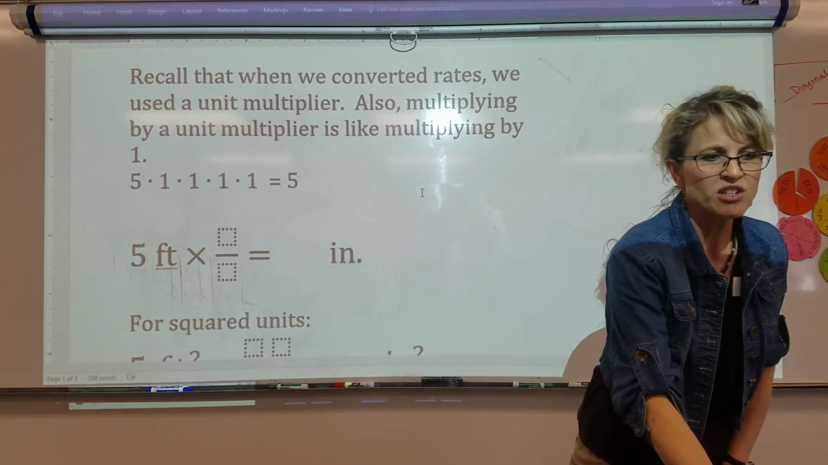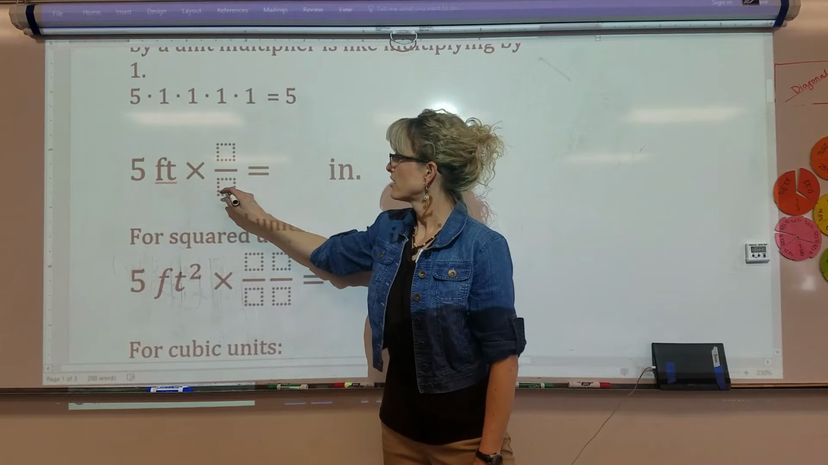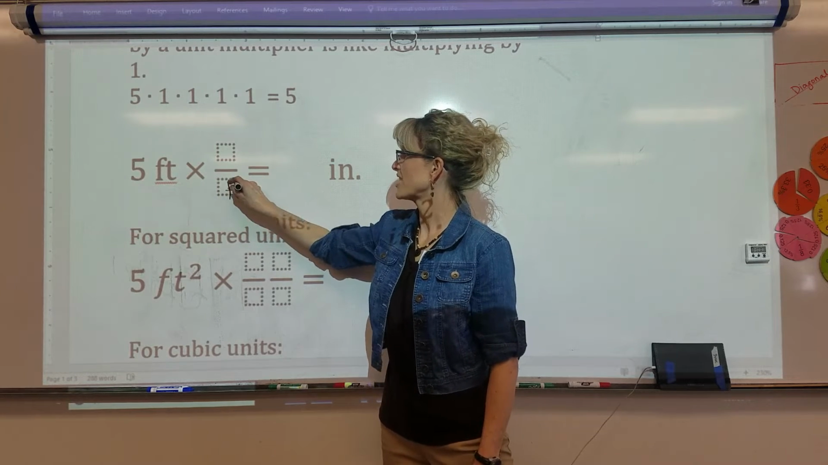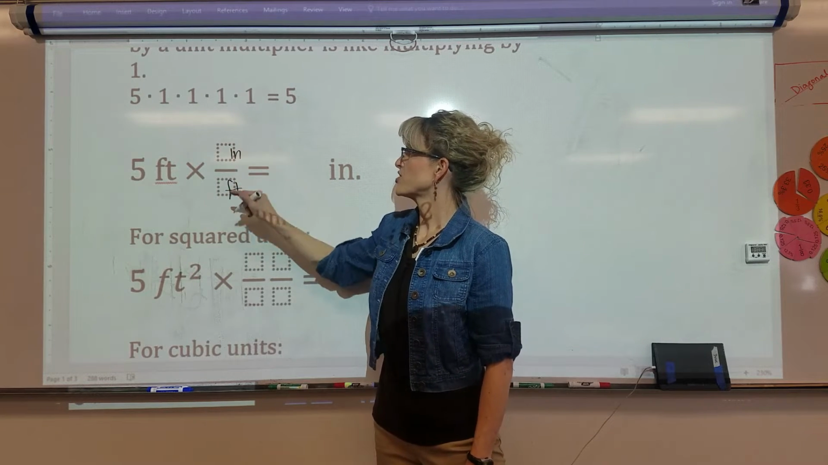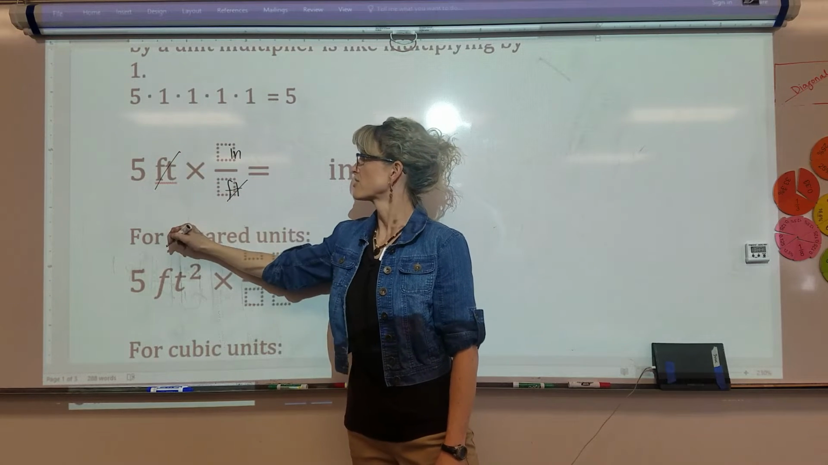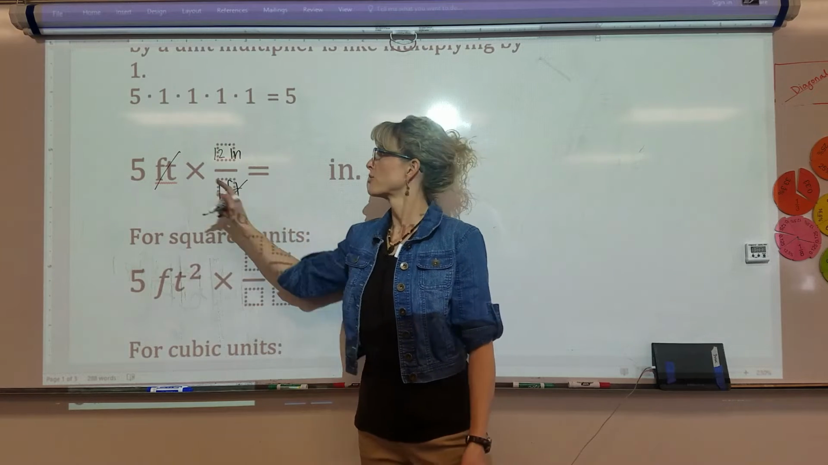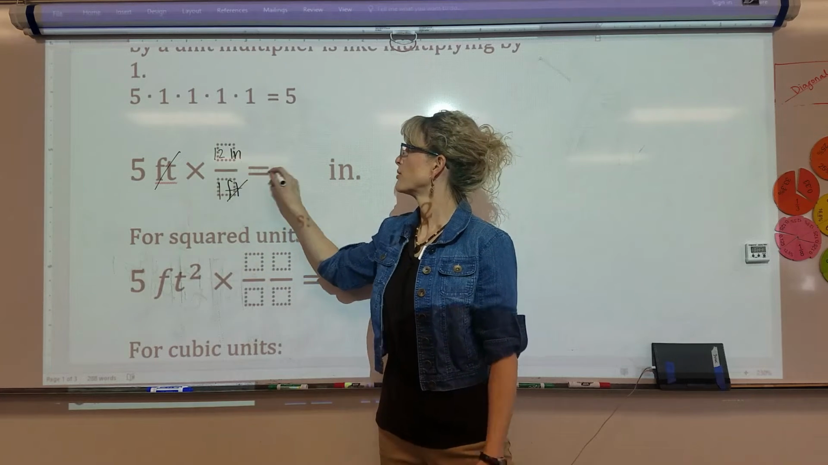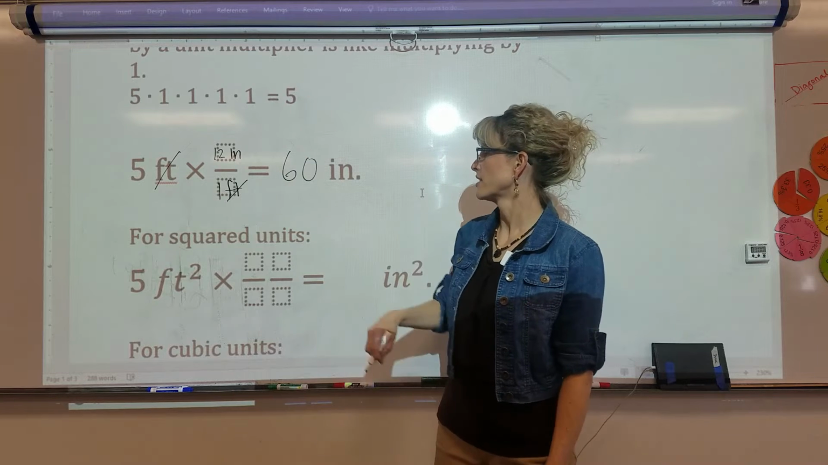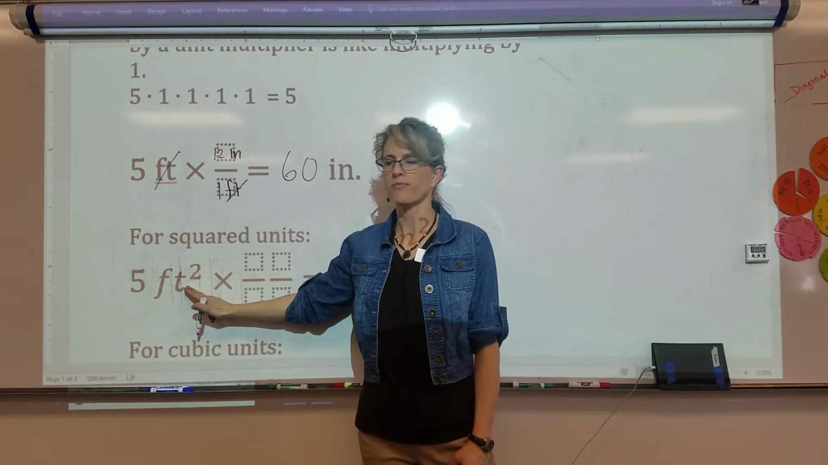If I was going to change 5 feet into inches, remember I would say, oh yeah, feet, I want to turn it to inches, so feet needs to cancel, and I want to be left with inches. So feet on top divided by feet on the bottom, cross cancels, and I know that 12 inches is the same as 1 foot, so I would do 5 times 12 divided by 1, which is just 5 times 12, or 60 inches. If I had feet squared, though, this is the new stuff.